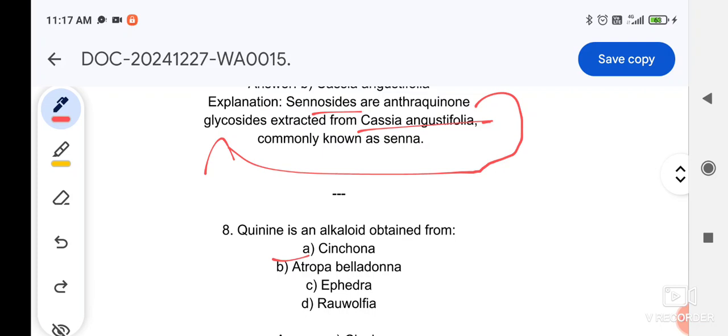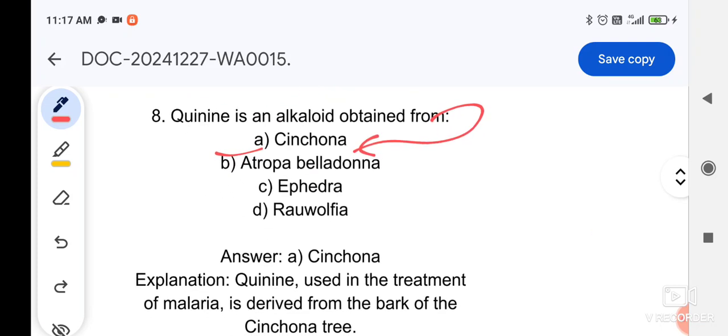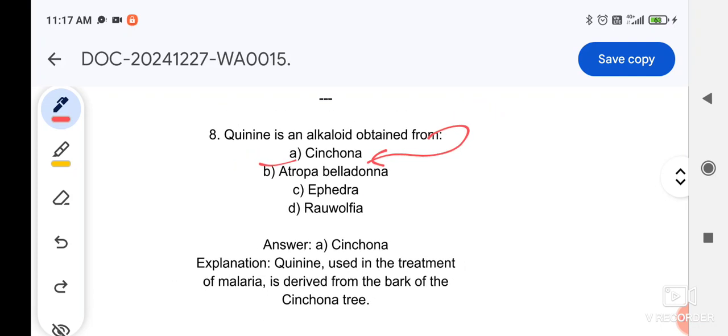Quinine is an alkaloid obtained from cinchona, and the reason is that quinine is used in the treatment of malaria and is derived from the bark of the cinchona tree.